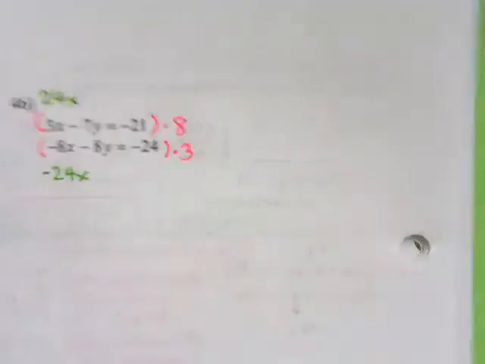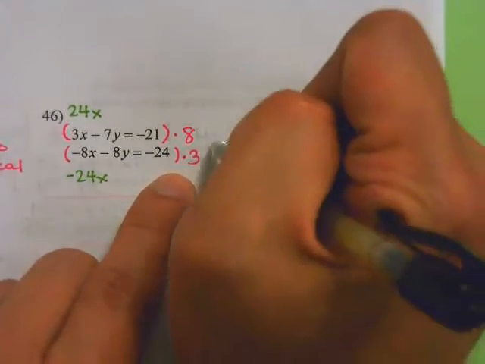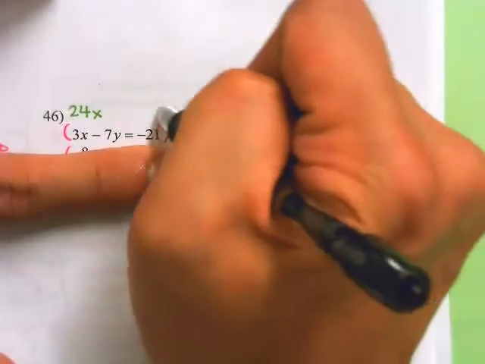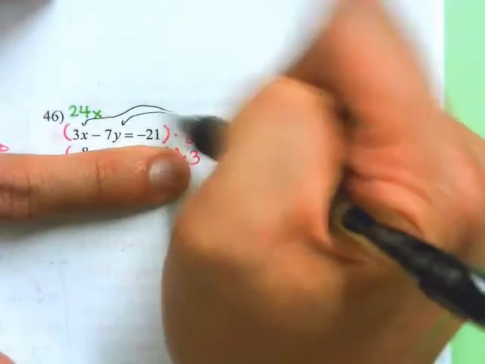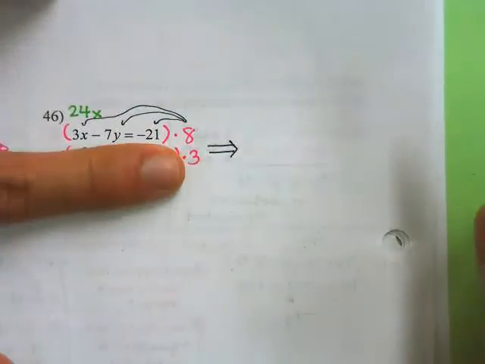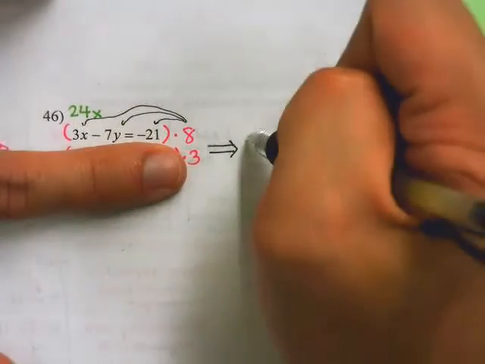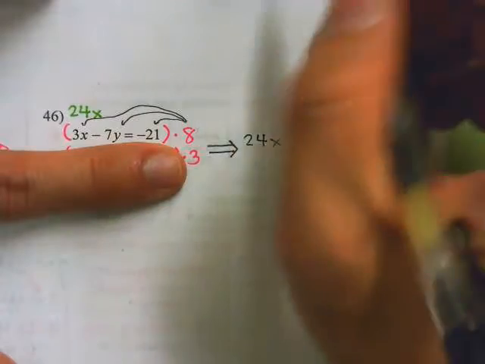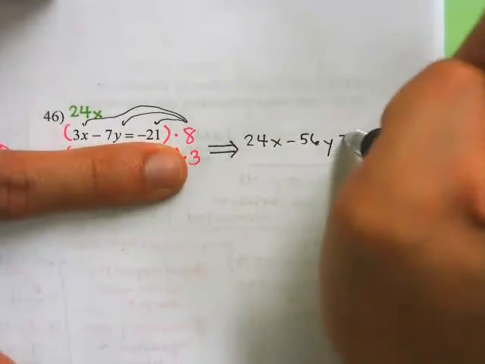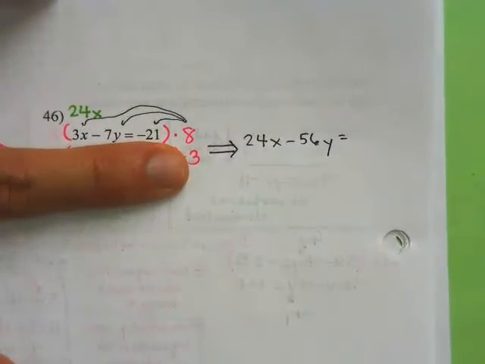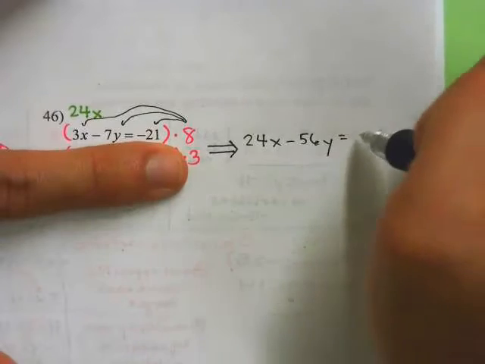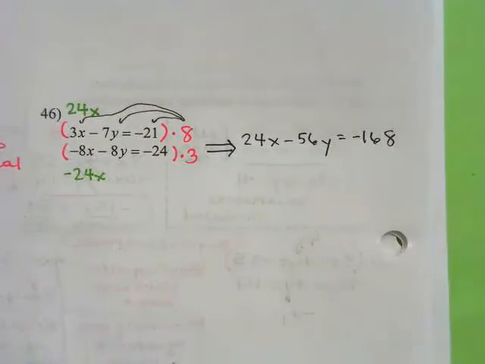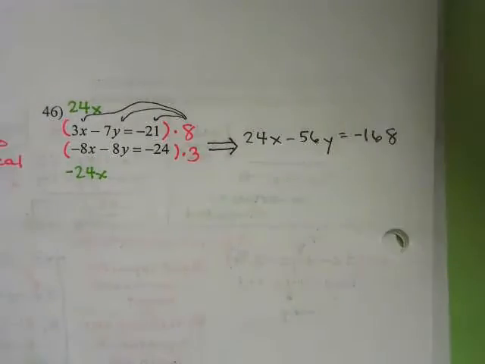Okay. I think I'm going to do my rewrites on the right side. Remember, we got to multiply 8 on each one of these numbers. So help me out. 8 times 3, 24x. Negative 7 times 8, negative 56y. Oh, this one I need help. Negative 21 times 8, negative 168, thank you. We are done with the first row.